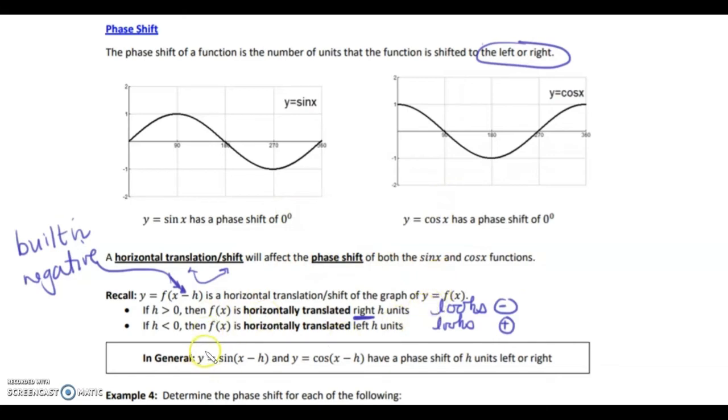So in general, when we have functions that look like y equals sine, and there's a number in the bracket with the x that's added or subtracted, or the cos function, that's going to be a shift left or right.